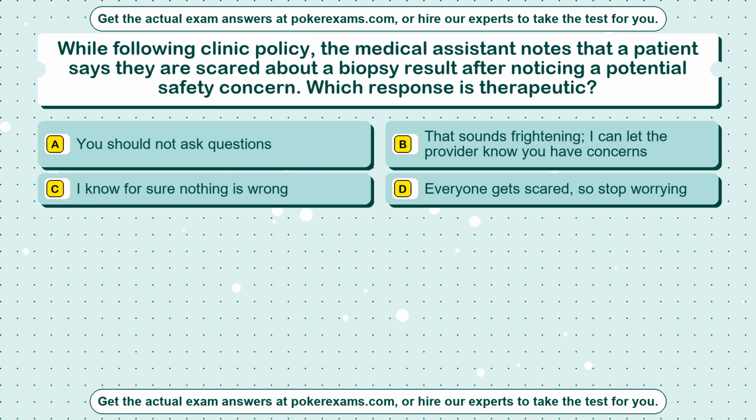Question 61. While following clinic policy, the medical assistant notes that a patient says they are scared about a biopsy result after noticing a potential safety concern. Which response is therapeutic? Option A, you should not ask questions. Option B, that sounds frightening, I can let the provider know you have concerns. Option C, I know for sure nothing is wrong. Option D, everyone gets scared, so stop worrying.